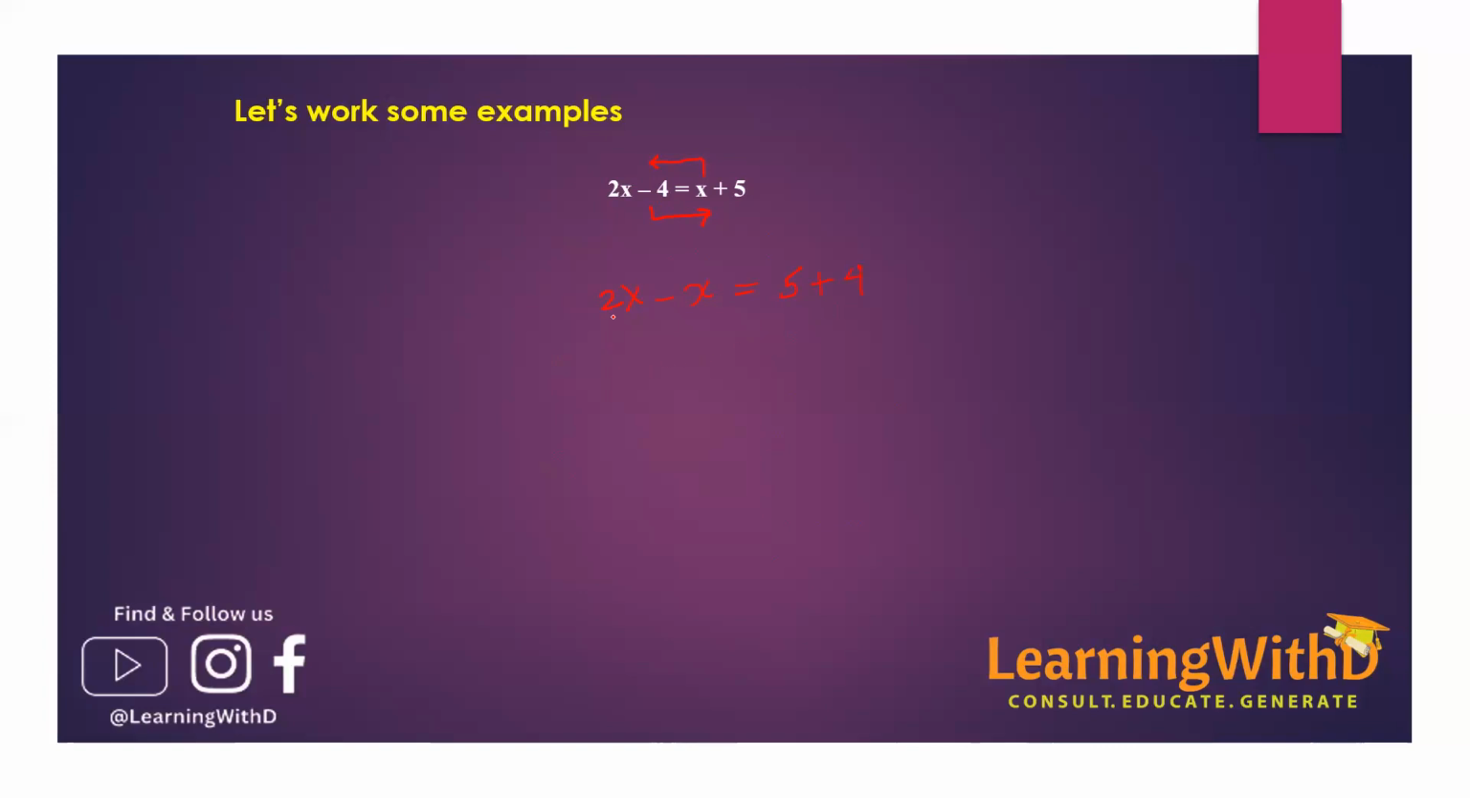Now keep in mind, we learned how to do 2x minus x in unit 1. 2x minus x is just 1x, which is just x. So then x is equal to 9.